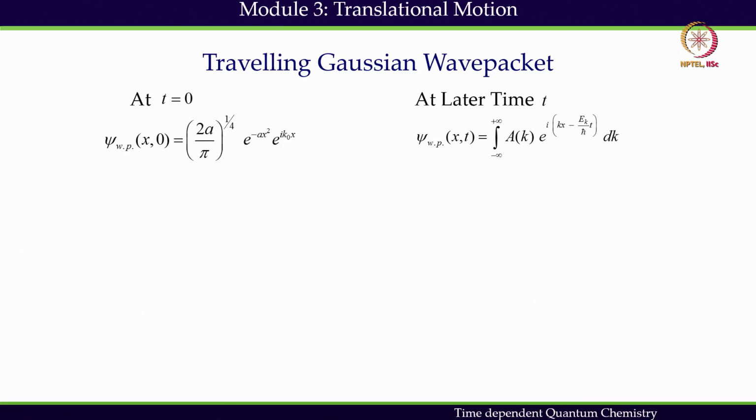Now, as I mentioned before, for a traveling Gaussian in this analytical approach, I need the initial Gaussian wave function at t equals 0, because from that I can find out ak, and then I can insert that ak function and get the wave packet at a different time. This time dependent wave packet I can find out.